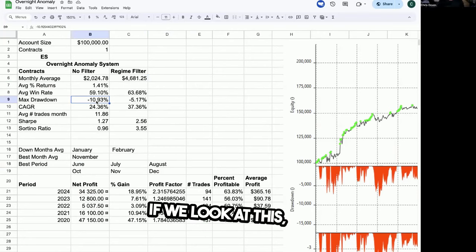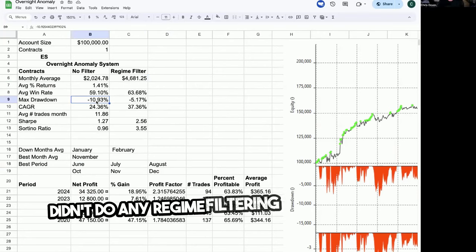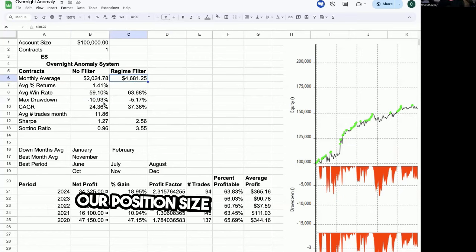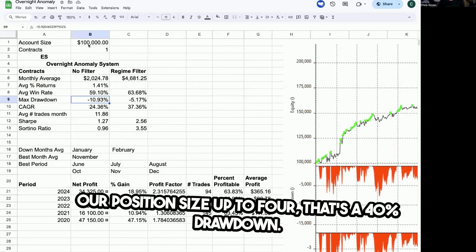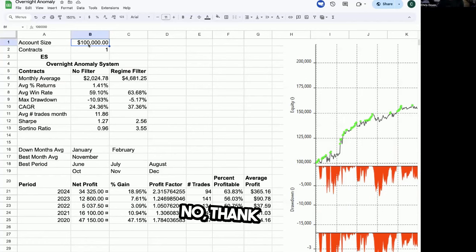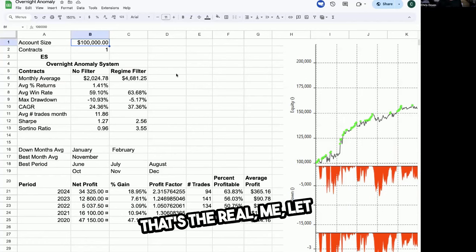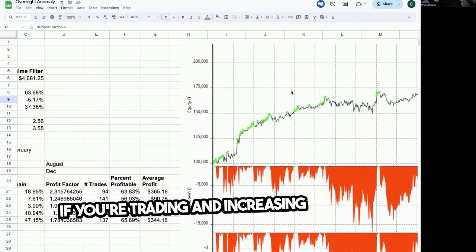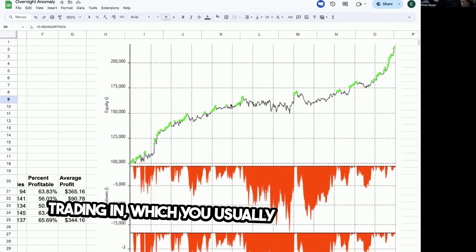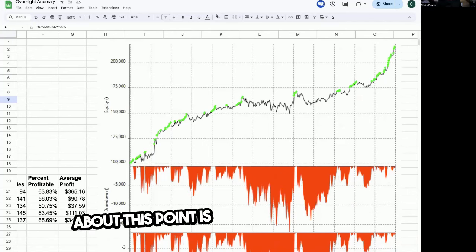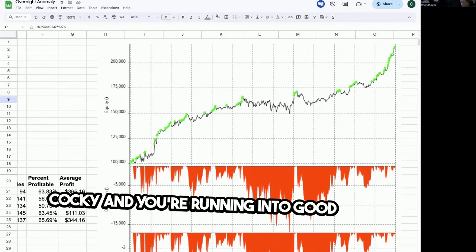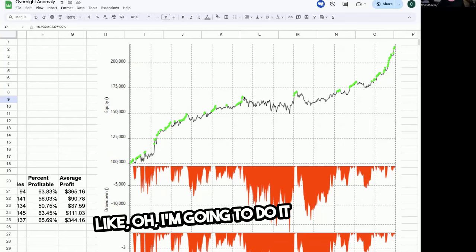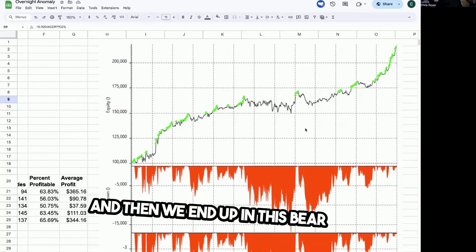Actually, if we look at this, if we didn't do any regime filtering and we ran our position size up to four, that's a 40% drawdown. You go from 100,000 to 60,000. No, thank you. Let me drive this point home. If you're increasing your size, which you usually do right about this point when you get cocky and you're running a good system and you say, "Tomorrow, I'm going to double my position. The next day, I'm going to double my position." And then we end up in this bear regime.